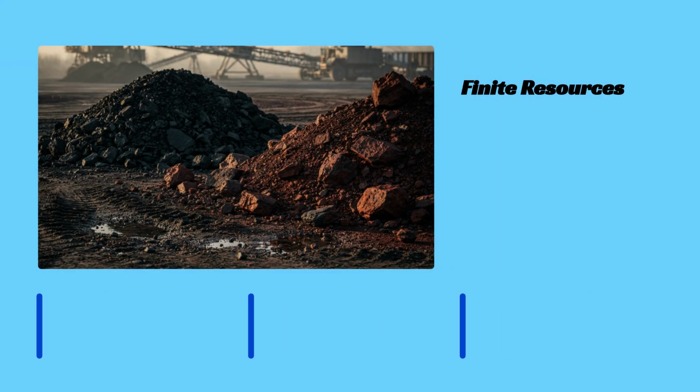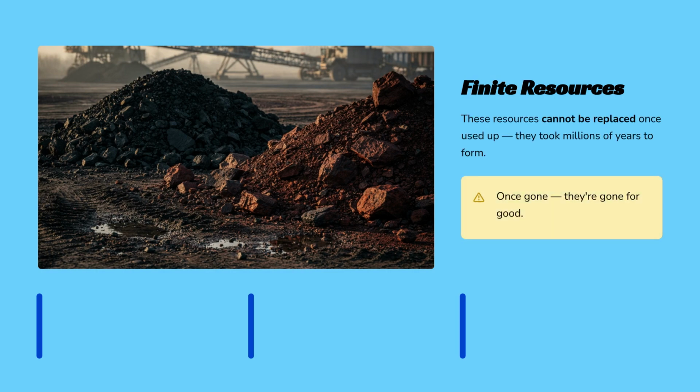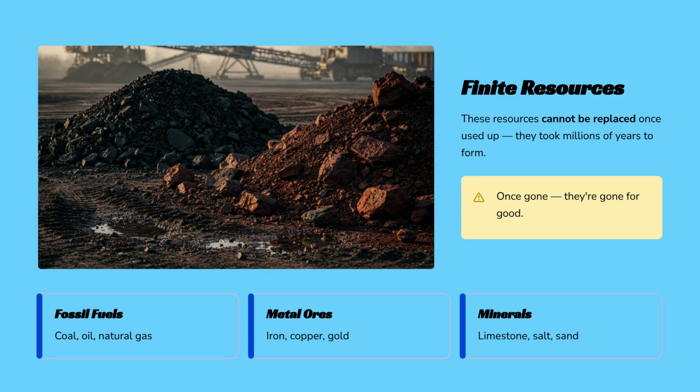Finite resources are those that cannot be replaced once used up. They took millions of years to form, and once gone, they are gone for good. Examples include fossil fuels like coal, oil, and natural gas, metal ores such as iron, copper, and gold, and minerals like limestone, salt, and sand.